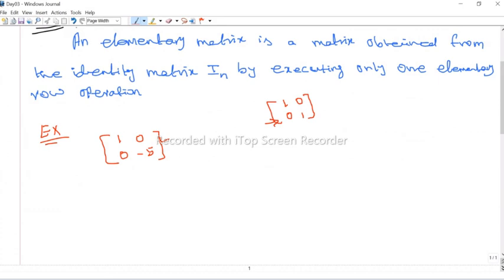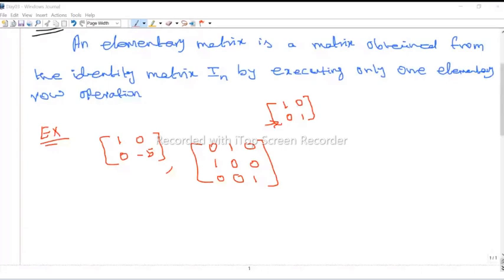Now I'm taking another one. Suppose I am interchanging two rows. That is the second kind, right? Suppose you take a 3 by 3 identity matrix and interchange the first row and the second row. We will get this matrix. So this is an elementary matrix, because interchanging two rows is only one elementary row operation.